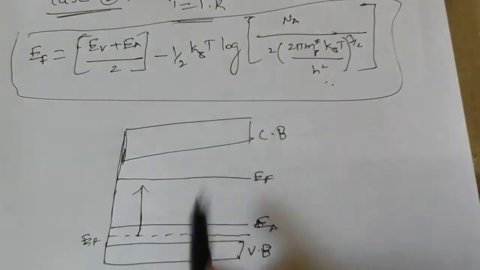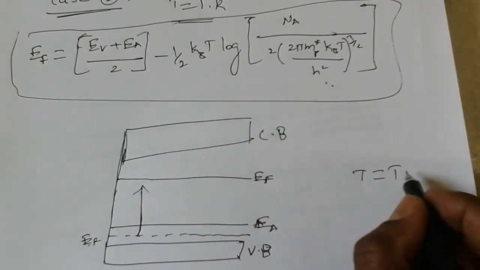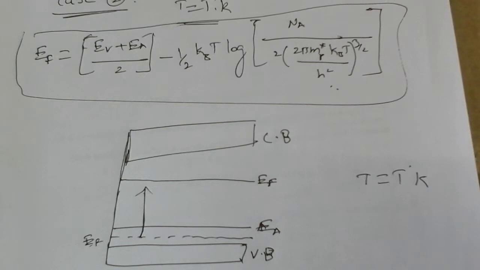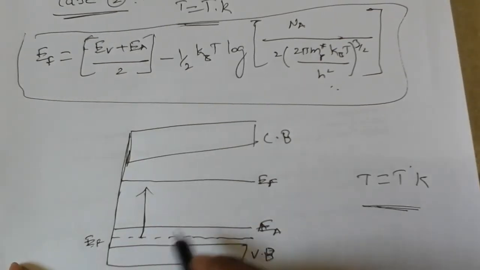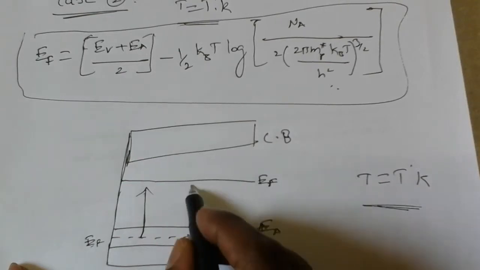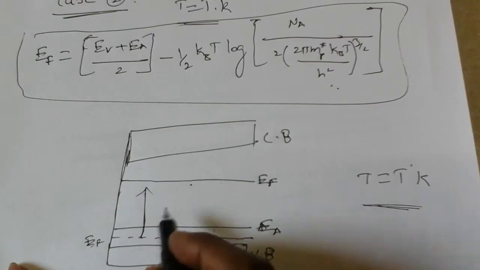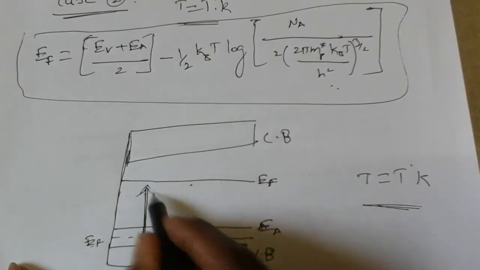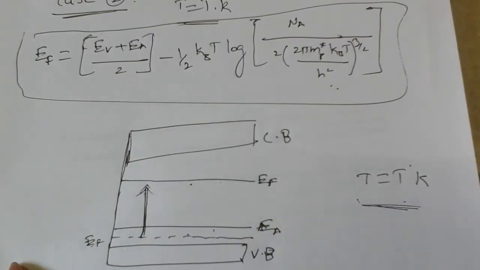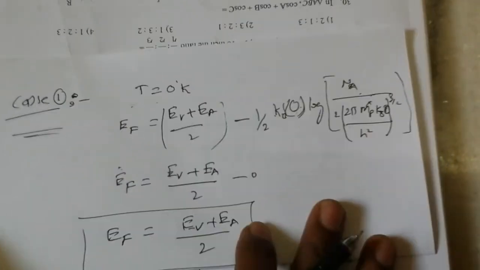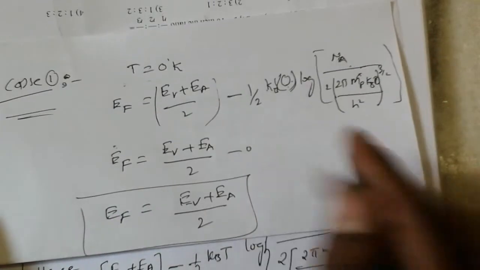According to this equation, when temperature T is equal to T Kelvin, this Fermi energy level moves up. Means above the acceptor energy level, this Fermi energy level is going to move up when temperature T is equal to T Kelvin. But now in this case 1, the Fermi energy level will be like this.